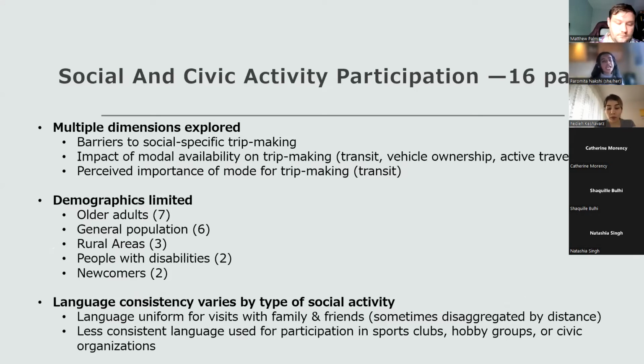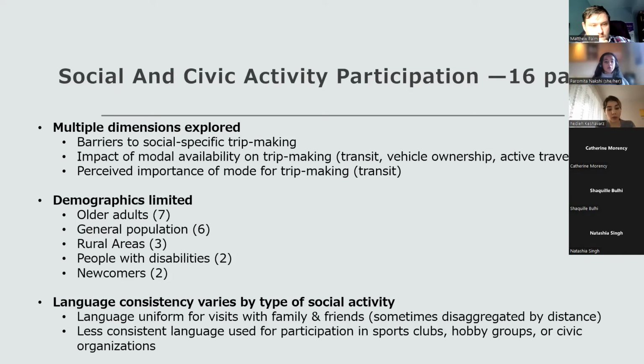Now let's focus on social and civic activity participation. We found 16 papers focused on this area, and multiple dimensions were explored. For example, barriers to socially specific trip making, like visiting family or friends, as well as impact of modal availability on trip making, like not having a car or unreliable public transit, preventing people from participating in social and civic activity, as well as perceived importance of mode for trip making. So do people really feel that having a car is very important to make certain trips? And if they have that perceived importance, how is that affecting their social and civic activity participation?